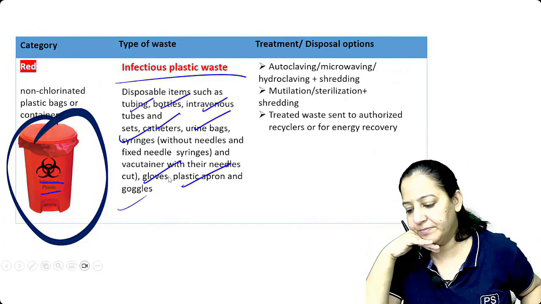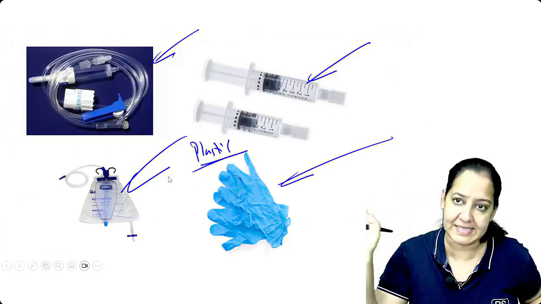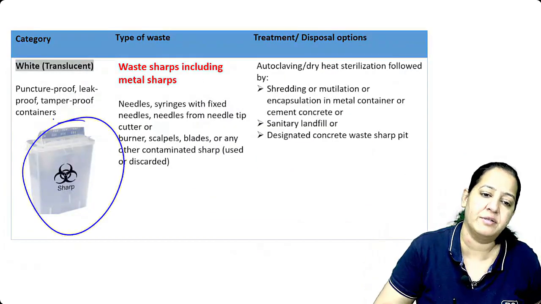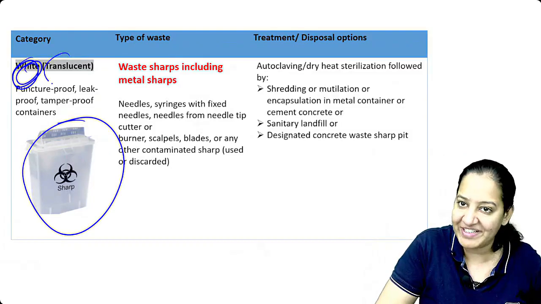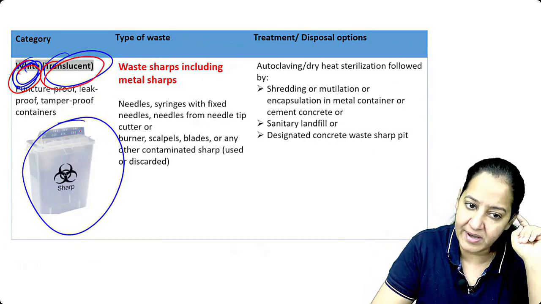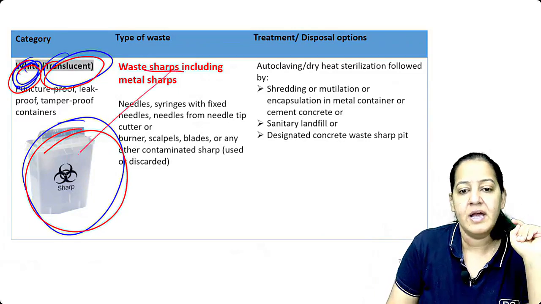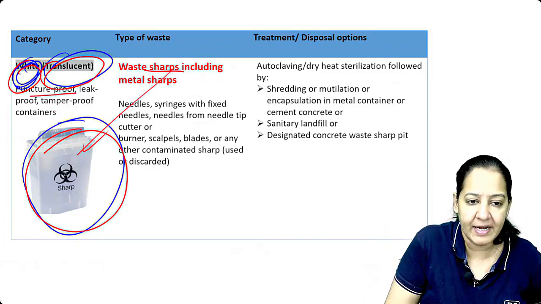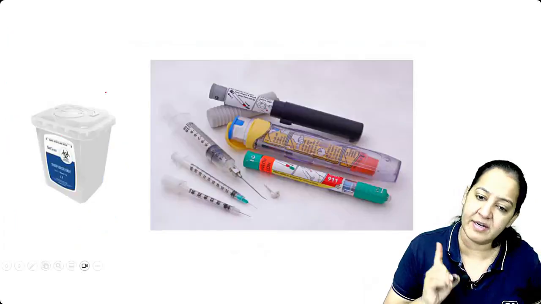How many of you got it? Red means plastic. Okay, coming to white. The third one is the white. Actually, it's not white. It's translucent color. It contains all sharps. It is puncture proof. It is leak proof, and it contains all the sharps.